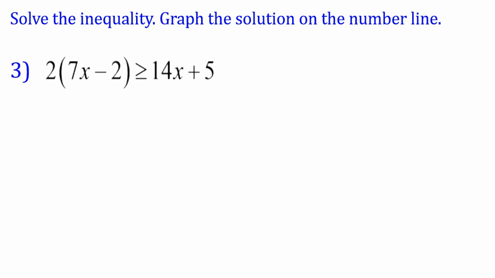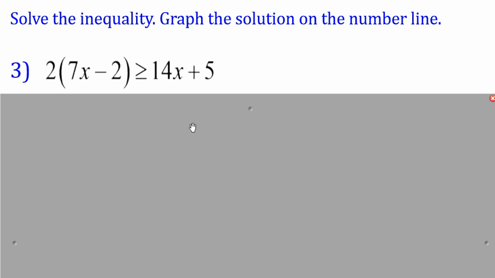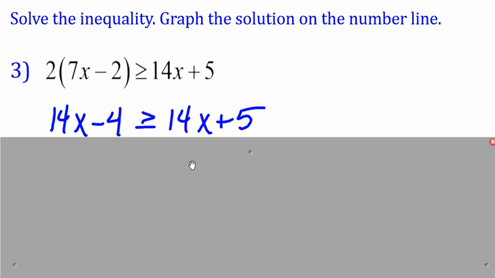So let's try this one. 2 times the quantity 7x minus 2 is greater than or equal to 14x plus 5. Okay, so we've got some distribution to do. 2 times 7x is 14x, 2 times negative 2 is negative 4.